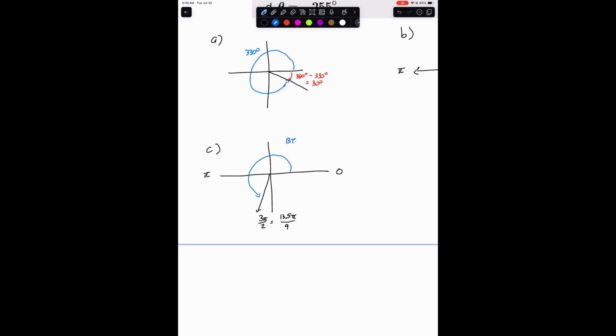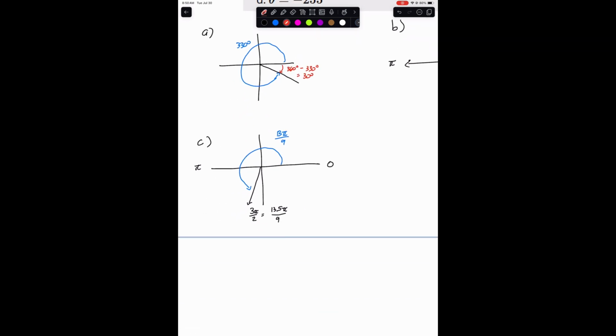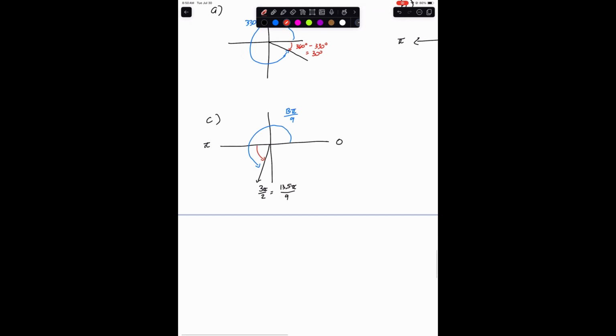13 pi over 9? My reference angle is right here. And for my reference angle, we'll take the bigger angle this time. So 13 pi over 9. Oh, I should write in red. 13 pi over 9. And we're taking away this portion essentially, right? So this is pi, so pi over 9. And we had 4 pi over 9.